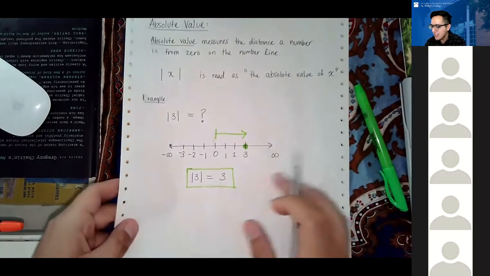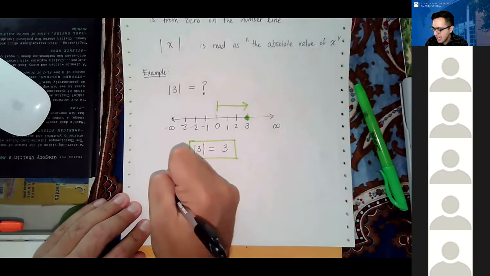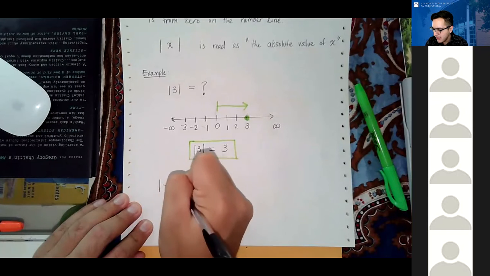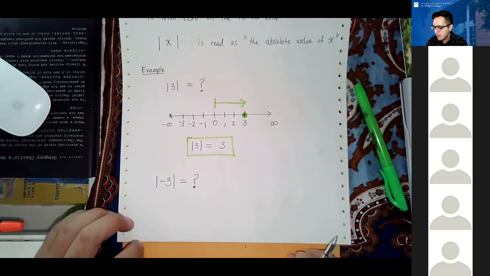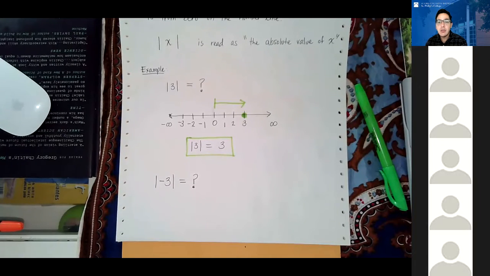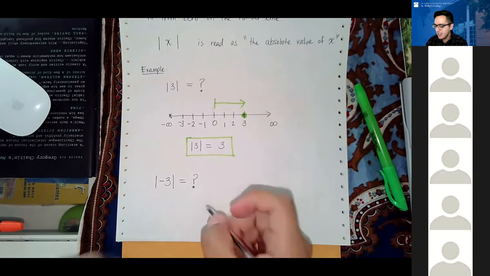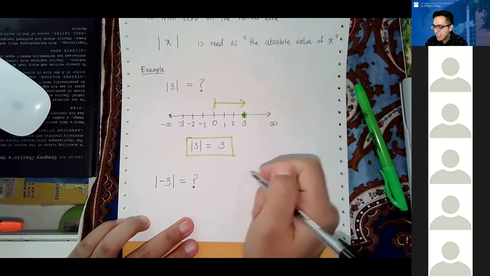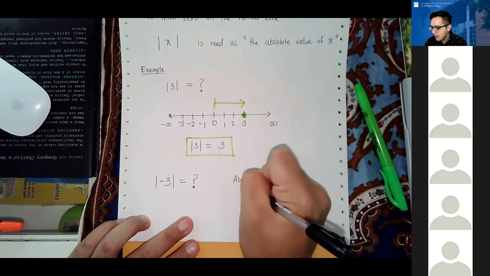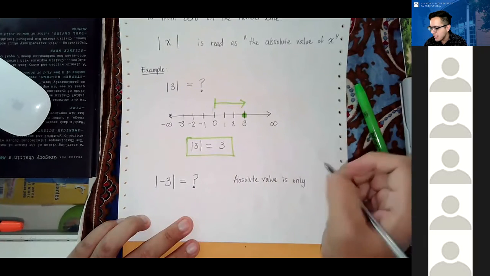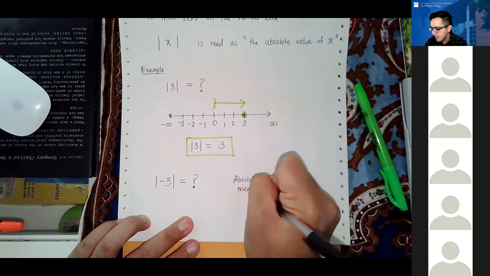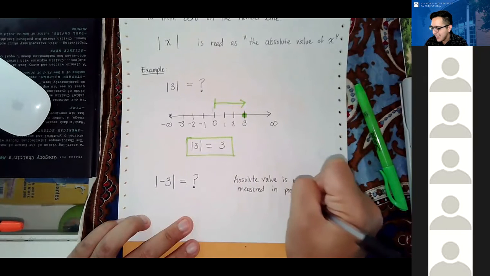Okay, well, maybe let me ask you a different question. What is the absolute value of -3? Or in other words, how many units do I have to walk from 0 to get to -3? -3. Well, you're close. It turns out that absolute value is only measured in positive units. That was a trick question.